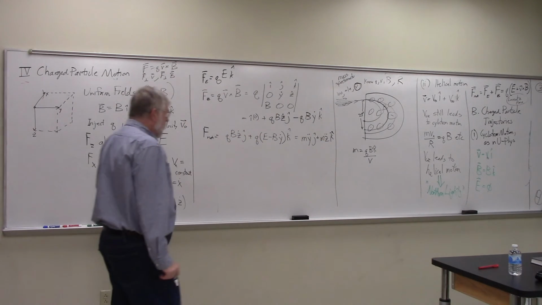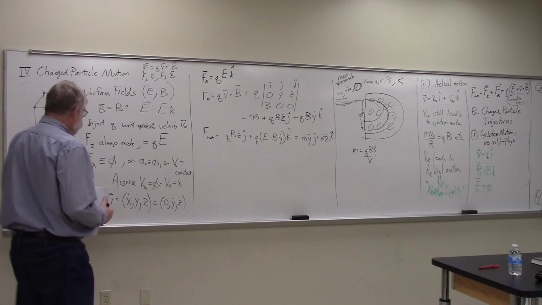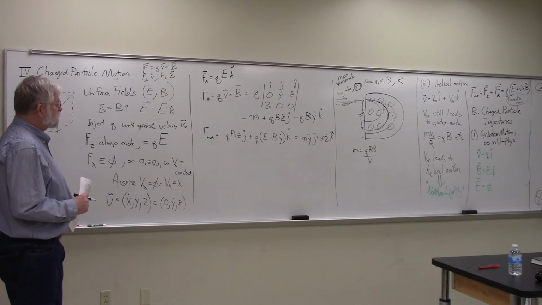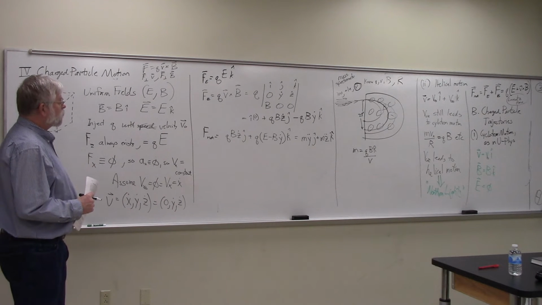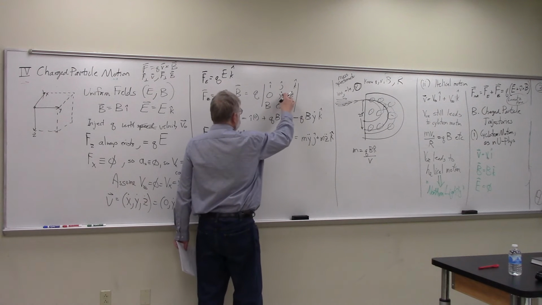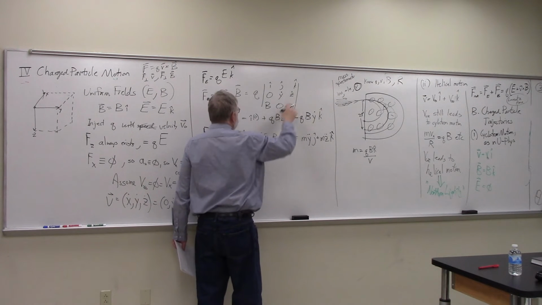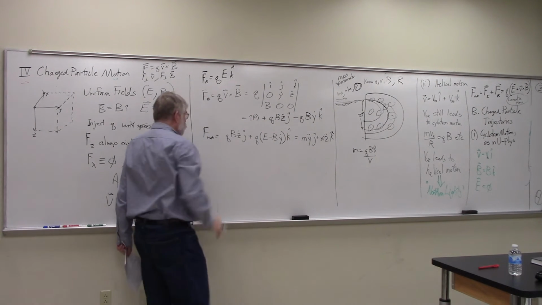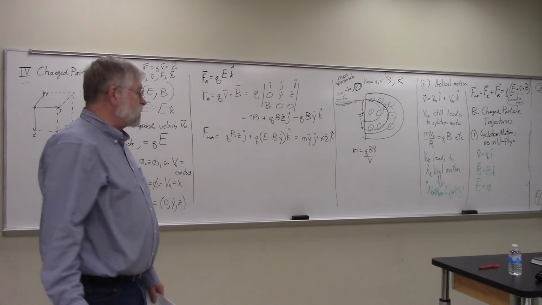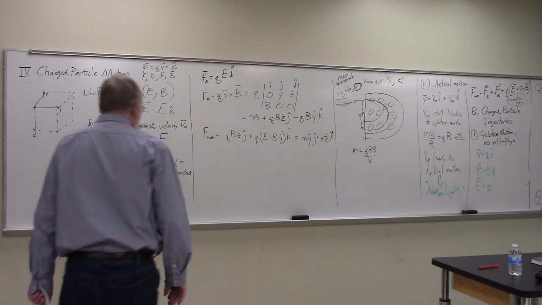Why is there no I hat component? Because of this back here, right? There's no velocity in the x direction. Because there's no force in the x direction. Can you see that from the cross product here? The magnetic force cannot have an x component, and the electric force cannot have an x component. So the force cannot have an x component. So the x acceleration is 0, so why write that down?